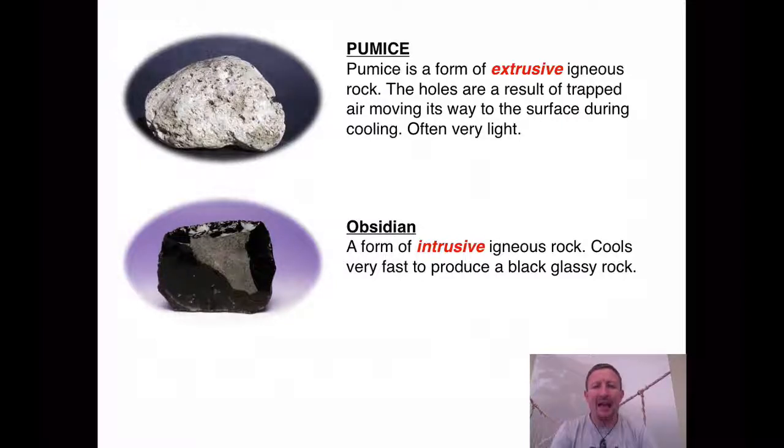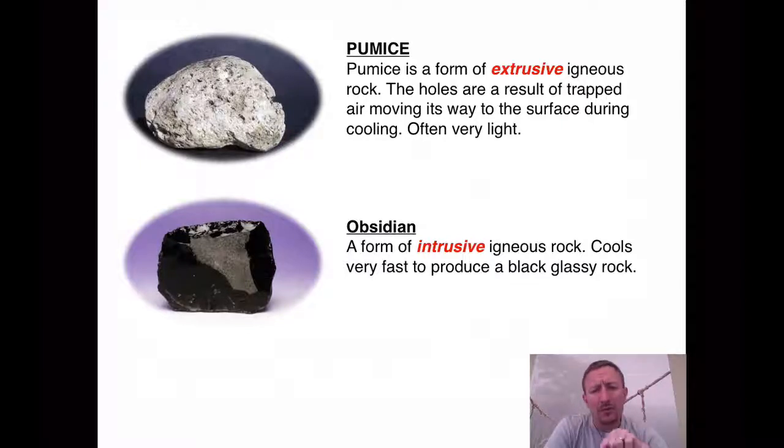And finally we've got obsidian, again another intrusive, so that should be extrusive rock. It's an extrusive rock, which basically means that it's been cooled so quickly that no crystals can form, and as a result it becomes that black glassy rock, which looks really nice. So make sure you change that one. It's not intrusive there, it should be extrusive, and apologies for that mistake.